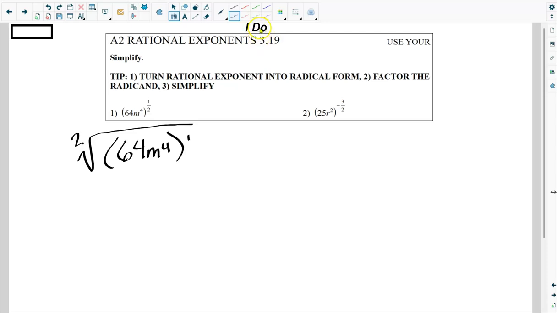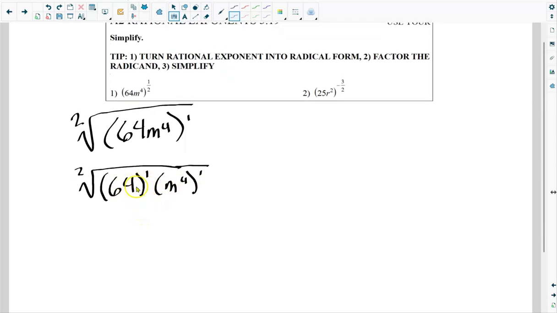So let me squeeze in a very valuable step here. What this means is we have 64 to the 1 and m to the 1. Okay, this is going to be very important. You'll see why in a little bit. So take time to copy it and start thinking about what this means.